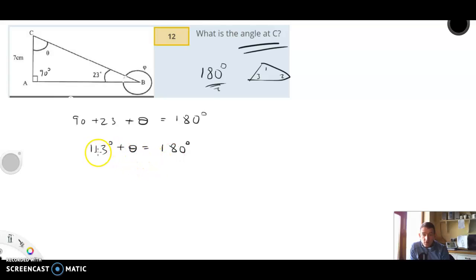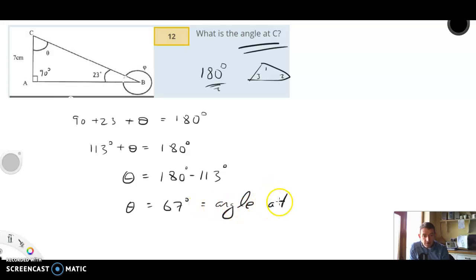So take away 113 from both sides by throwing across the 113 and changing its sign. So 180 take away 113 leaves us with 67. So theta, or the angle at C, the angle at corner C is 67 degrees.